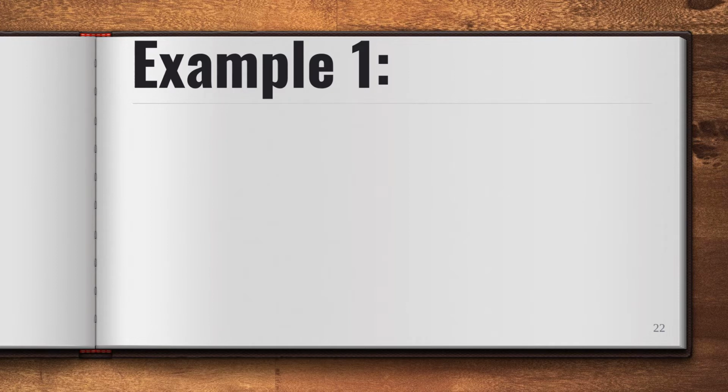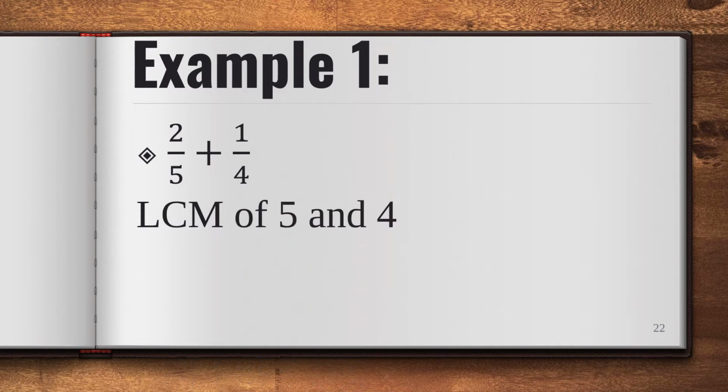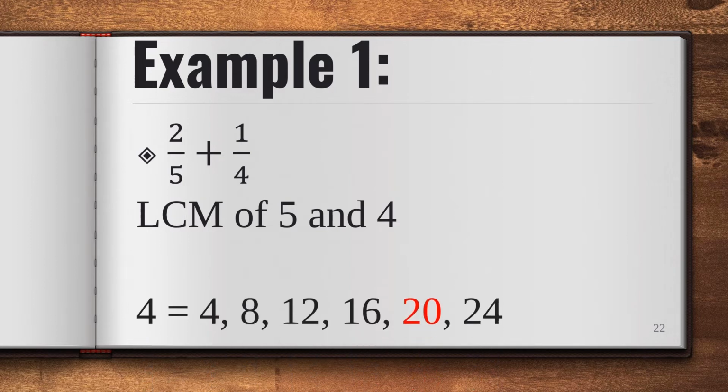So let us have the following example. We have 2/5 plus 1/4. Obviously, it is a dissimilar fraction. Again, the first step is to make them similar, and that is to solve for the LCM, or least common multiple, of 5 and 4.